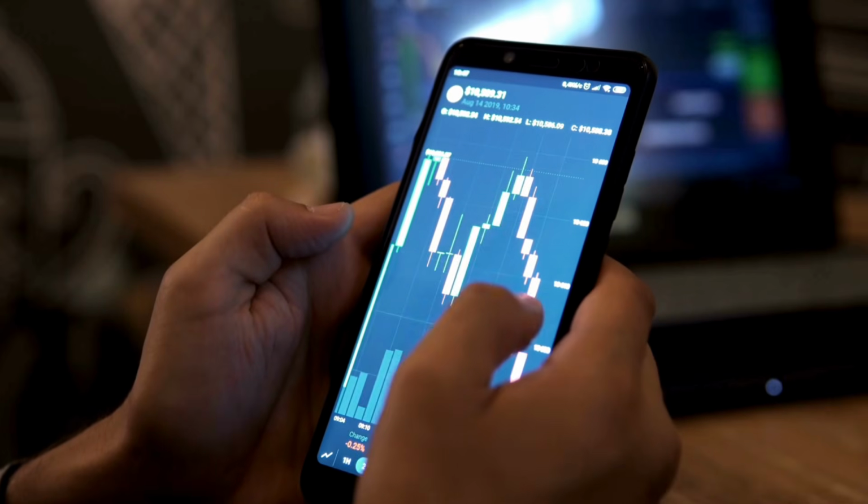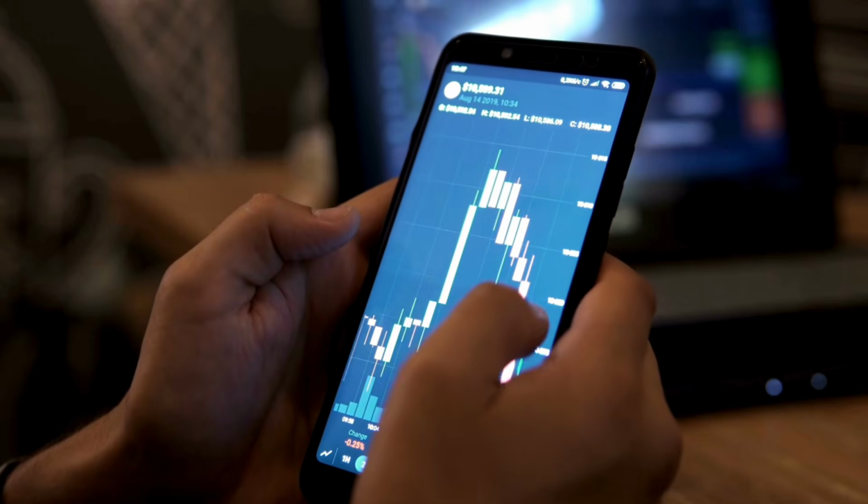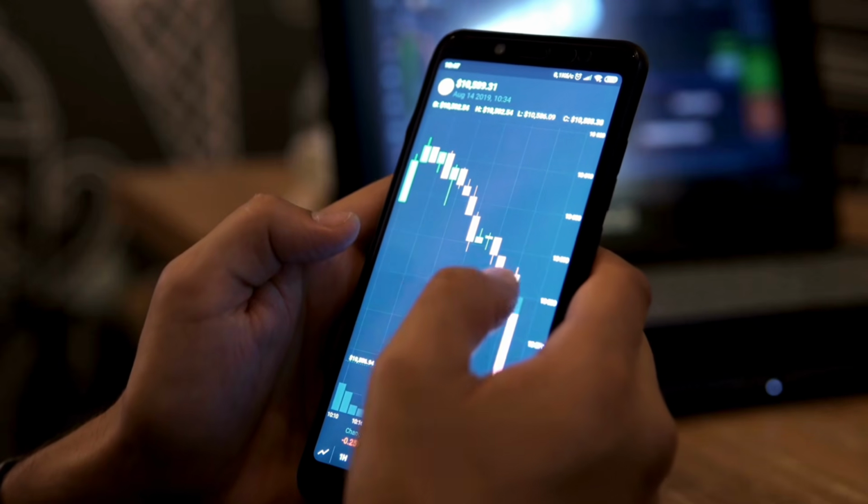Most traders know only one type of support and resistance, but professional traders use multiple forms of support and resistance to identify high probability trade entries. In this video, you will learn three powerful support and resistance strategies that can help you improve your market analysis and find better trade opportunities. If you are ready, let's begin.